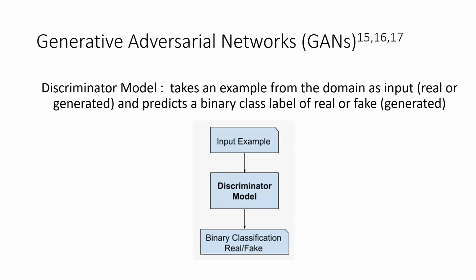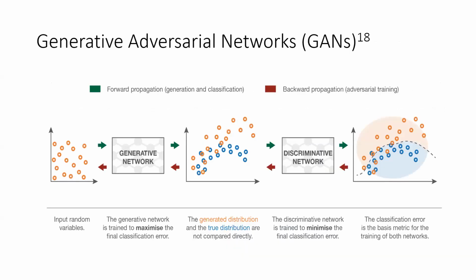Now, as we said, the discriminator model takes an input example, and the input example can come from both the original dataset, the training dataset, as well as from the points that have been generated by the generator, and it learns to discriminate whether the input example is a real point from the original dataset, or it came from the generator.